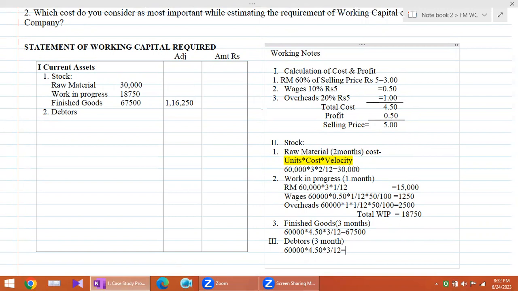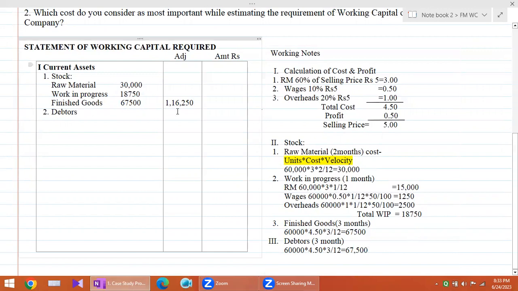Tell me the calculation total. Debtors amount is 67,500. Again, 67,500 we get. Okay. Same amount, I will take it for the debtors. Yeah, 67,500. Now let's move on to the third asset.